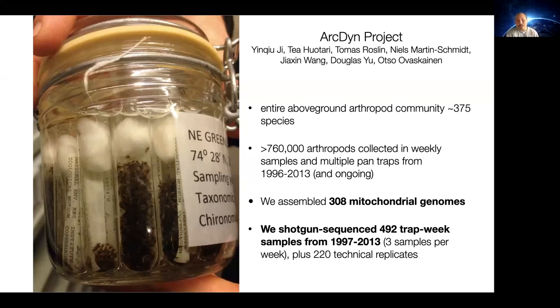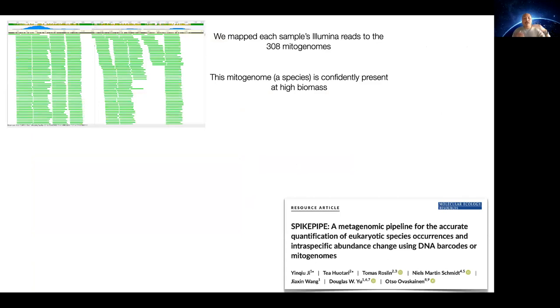That's 492 sequencing libraries plus a bunch of replicates. So we ended up sending something like 750 sequencing libraries to sample, and there were terabytes of data sitting on Amazon S3. And we also assembled mitochondrial genomes for most of the species. And what you do is you take the trap sample reads and you map them to all the mitochondrial genomes. And then, so here's one where that species has attracted a lot of reads. So we say that species is present in fairly high biomass, right?